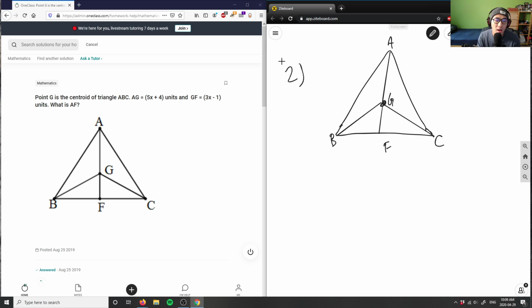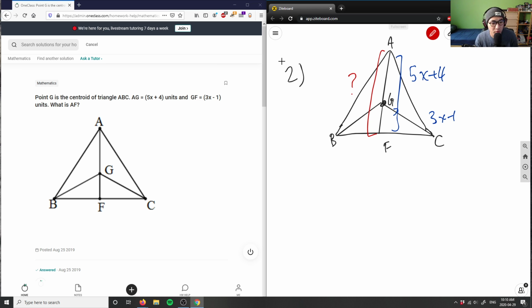It's asking us if AG is 5x plus 4. So from here to here is 5x plus 4. And then from G to F is 3x minus 1. From here to here is 3x minus 1. What is A to F? So A to F here. So what is the red here? What would this length be here?